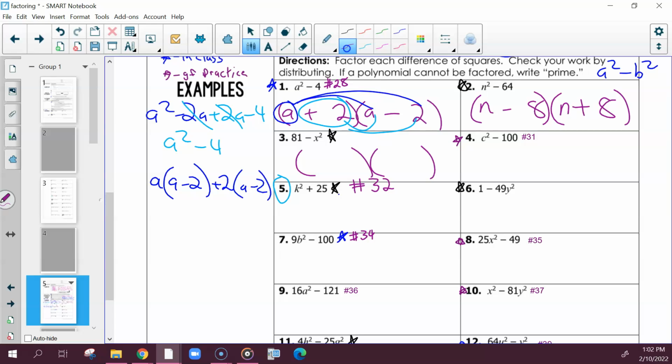You're still doing the same thing, they're just in opposite order. So for this one, what times what gives us 81? 9. So in this case, 9 would go first. And then what times what gives you x squared? X. So it would just be flipped. Same process, just flipped. Okay, before we continue and do some more, do we have any questions on this so far?